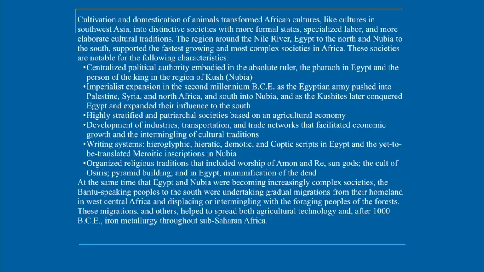Organized religious traditions that included worship of Amon and Re, or Ra, sun gods, and the cult of Osiris, pyramid building, and in Egypt, mummification of the dead. At the same time that Egypt and Nubia were becoming increasingly complex societies, the Bantu-speaking peoples to the south were undertaking gradual migrations from their homeland in West Central Africa and displacing or intermingling with the foraging peoples of the forests. These migrations and others helped spread both agricultural technology and, after 1000 BCE, iron metallurgy throughout sub-Saharan Africa.